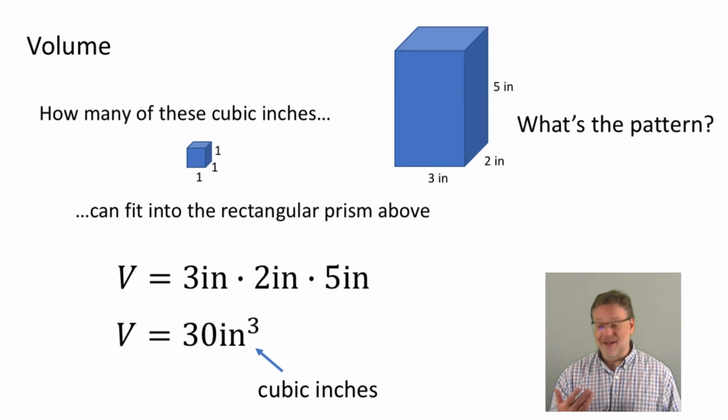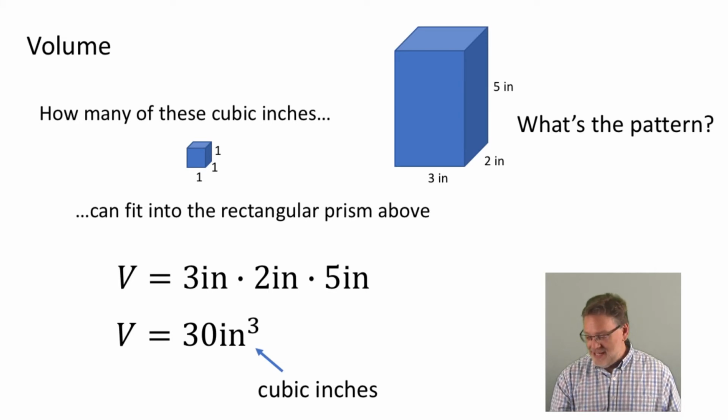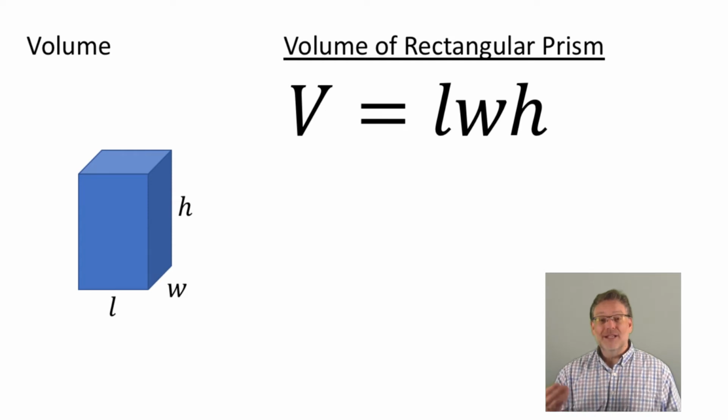So what's the pattern here? How do we find the volume of a rectangular prism? Perhaps you can see that it's not just length times width like a rectangle, but it's all 3 dimensions: length, width, and height, all multiplied together, symbolized here with 3 letters L, W, and H. This is the formula for the volume of a rectangular prism. Always, always, always.